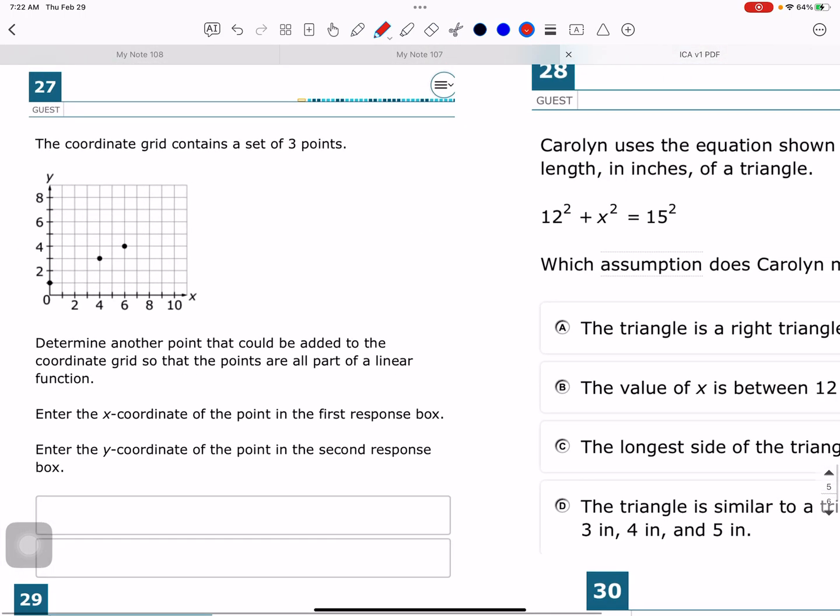27, where is a point that can make this a linear? Linear means straight line. Look at the first 4 letters, a line. So I would need a dot right there because it goes down 1, over 2, down 1, over 2, down 1. So this point right here, the x is 2, the y is 2.